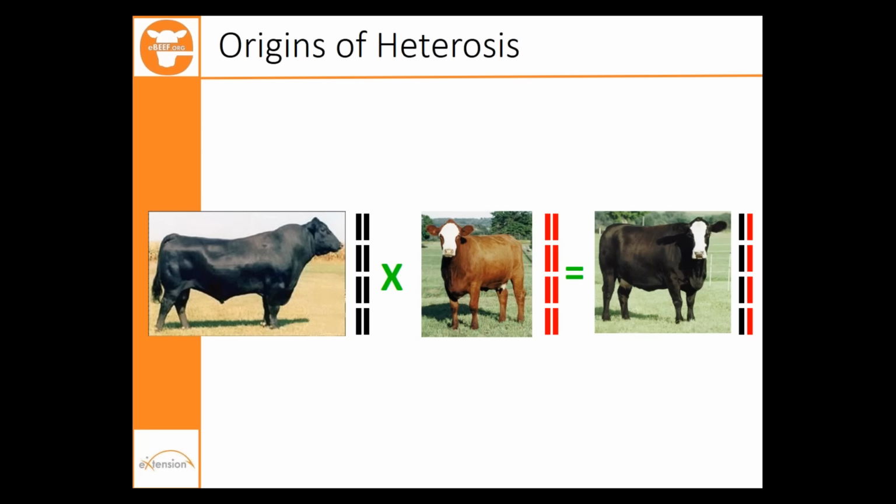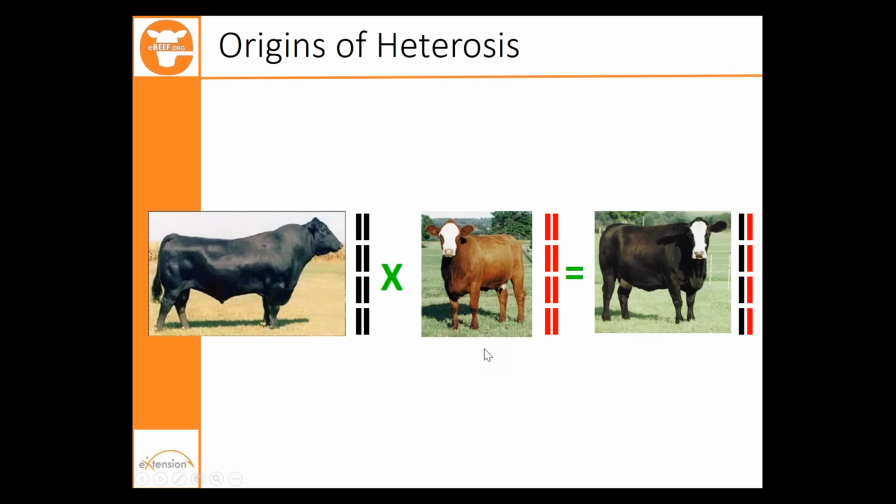So we know what heterosis is. Let's talk a little bit about the origins of heterosis. I typically think of heterosis as being derived from when we have alleles from two different breeds being paired together in an offspring. If we think about an example where we have an Angus bull here on our left, his chromosomes are all Angus chromosomes because he's purebred. All of those 4 pairs of chromosomes we've got colored in black on this slide.